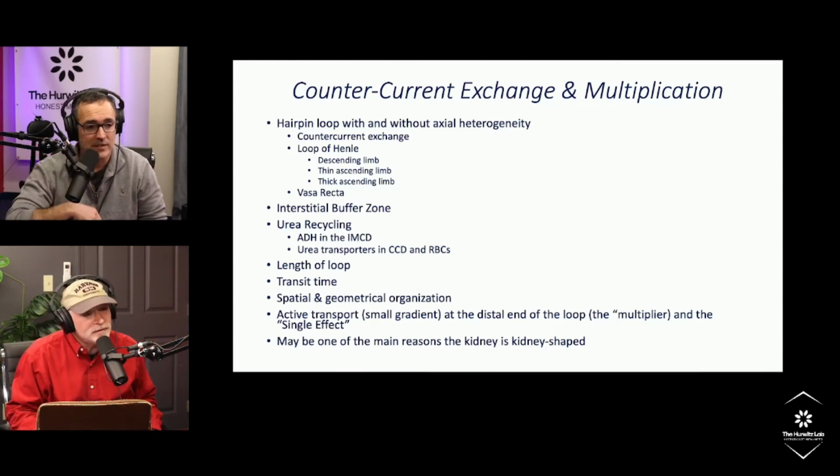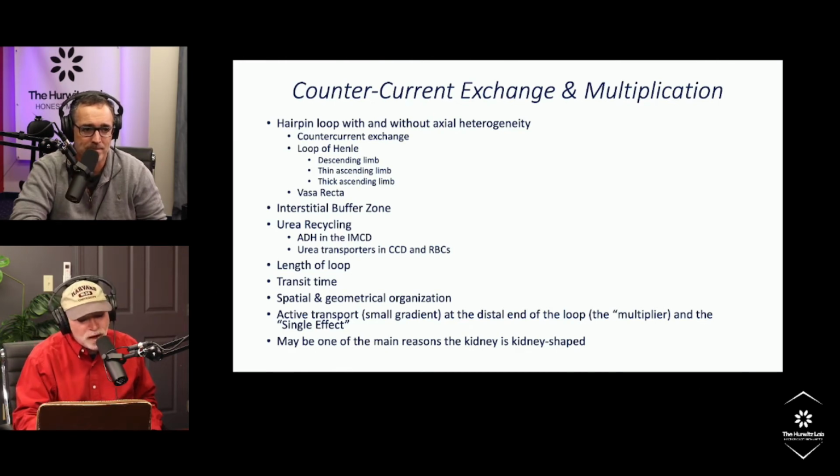I believe so, my friend. Interesting. I do, because there's no doubt that ADH stimulates urea transport, and there's no doubt that the urea is transported by the transporters. Yeah, and so those are the main players.